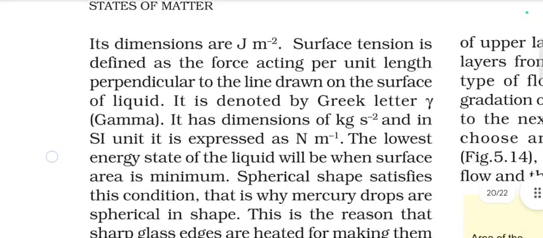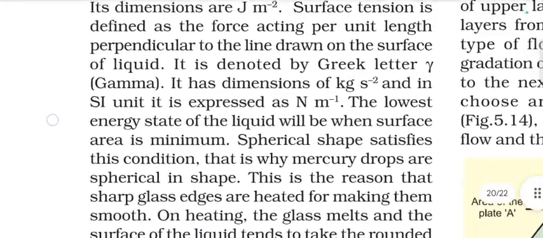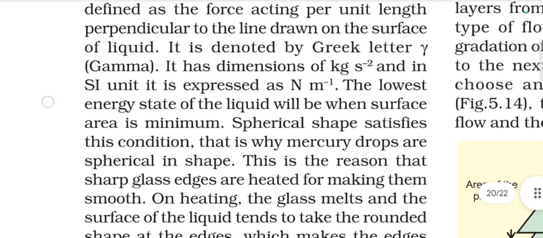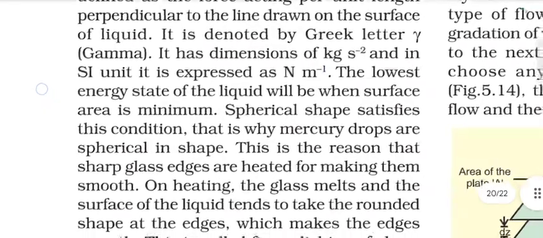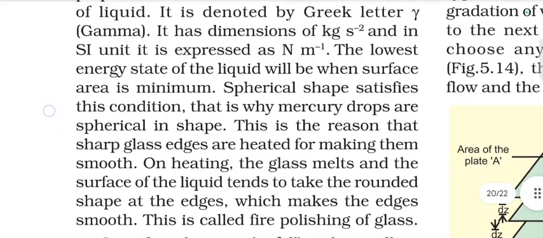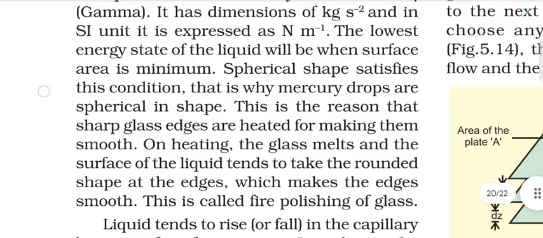Surface tension is defined as a force acting per unit length perpendicular to the line drawn on the surface of liquid. It is denoted by the Greek letter gamma. It has dimensions of kilogram second raised to power minus 2, and in SI unit it is expressed as Newton meter inverse. The lowest energy state of the liquid will be when surface area is minimum.